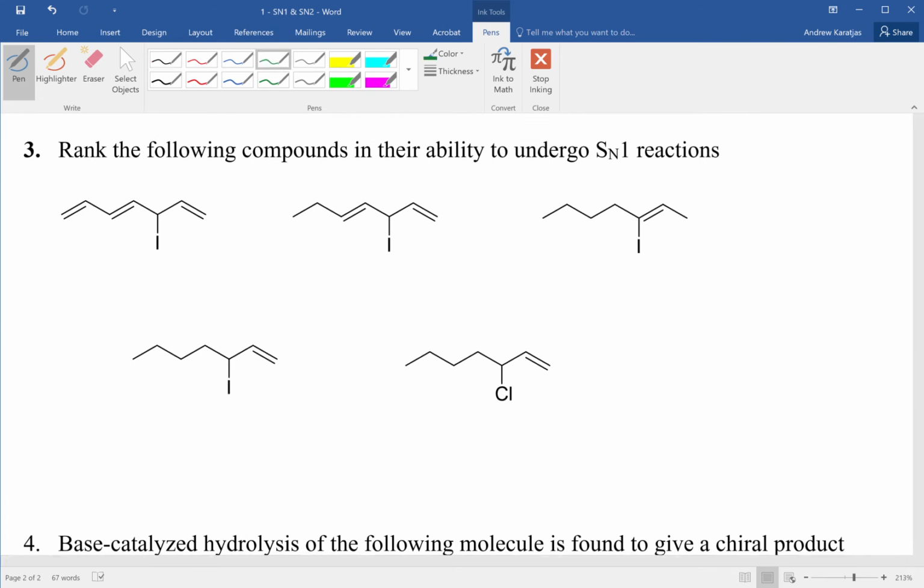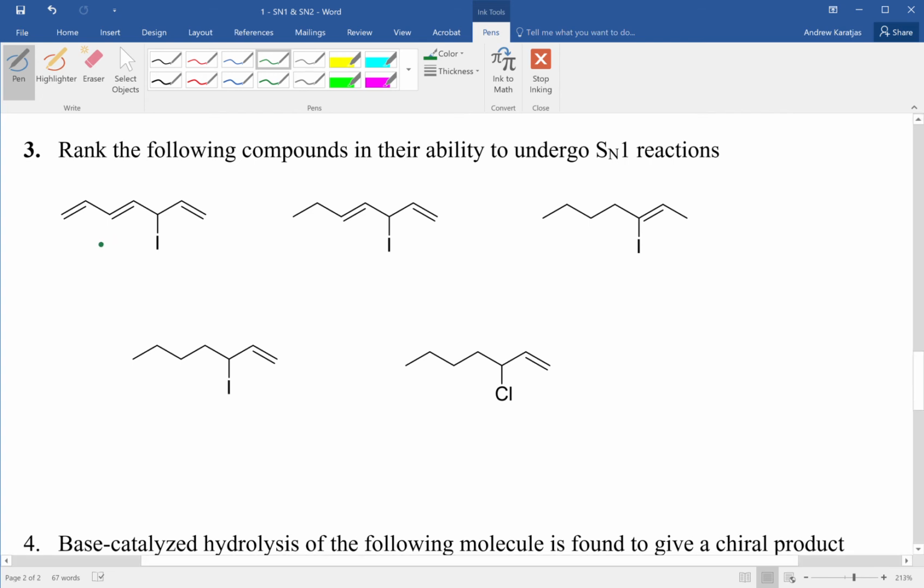All right, in question 3, we're trying to rank compounds on their ability to undergo SN1 reactions. And really, this is another way of asking which one of these is going to make the most stable carbocation, because the more stable the carbocation is, the more likely it is to undergo SN1.